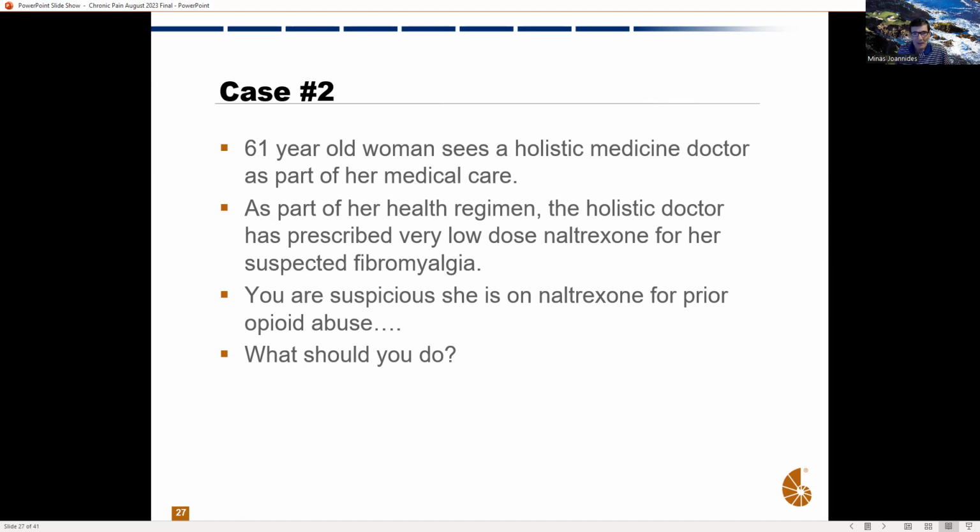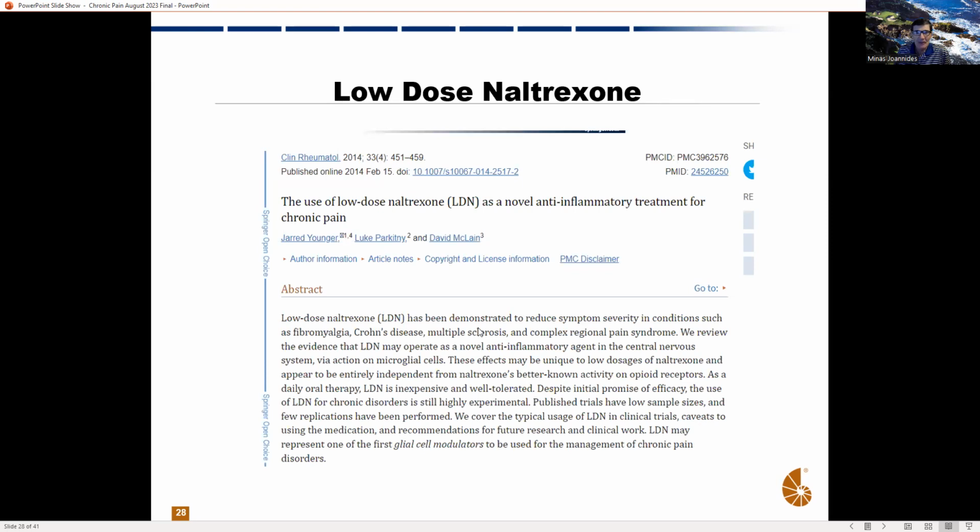What should you do? Well, we just said some doctors are using naltrexone in low doses for off-label reasons, just as this article had said. So probably don't need to call in the SWAT team to go for a deep dive into the past 20 years of her life, looking for drug issues. So probably no problem.